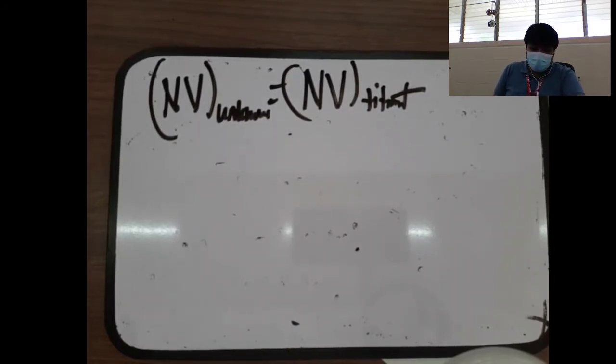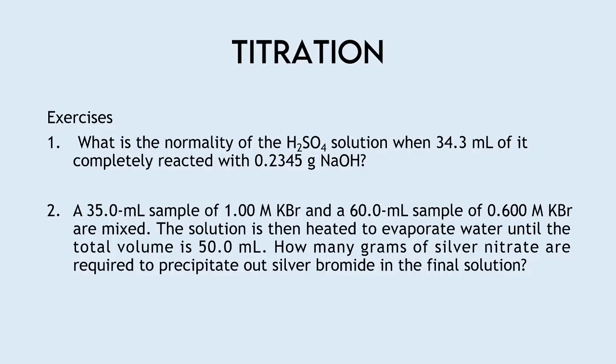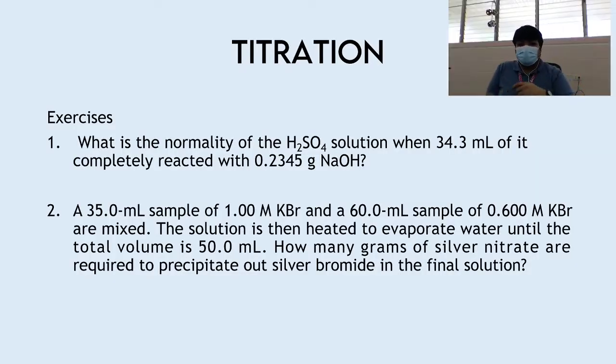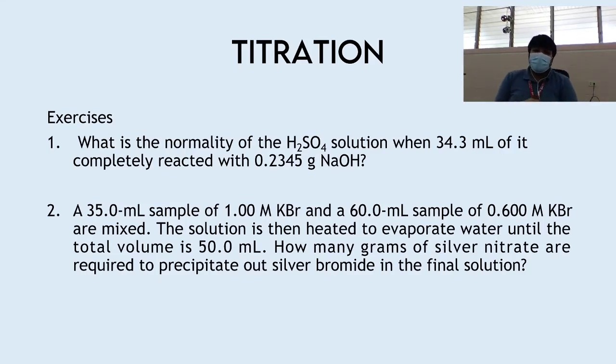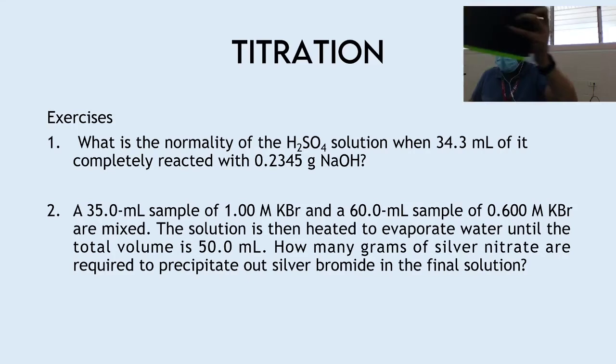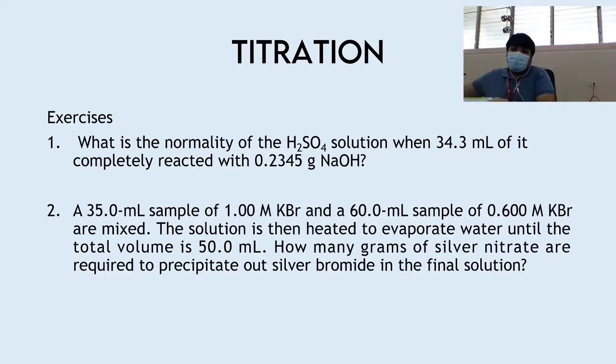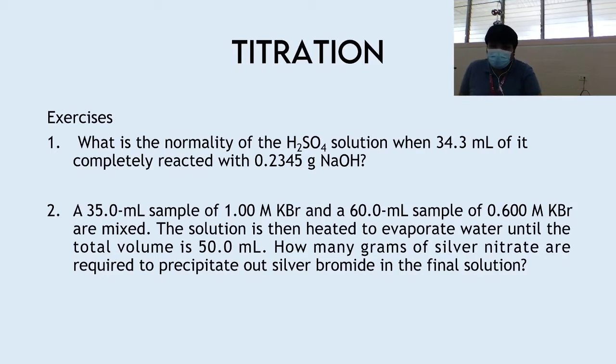So let's say for number 1. What is the normality of the sulfuric acid solution when 34.3 ml of it completely reacted with 0.2345 grams of sodium hydroxide? So the beauty of it here is that we do not need to write the balanced chemical reaction for this one. That's the beauty of normality. You don't need a balanced chemical reaction in order to determine the concentration, the amount of one substance to the other.